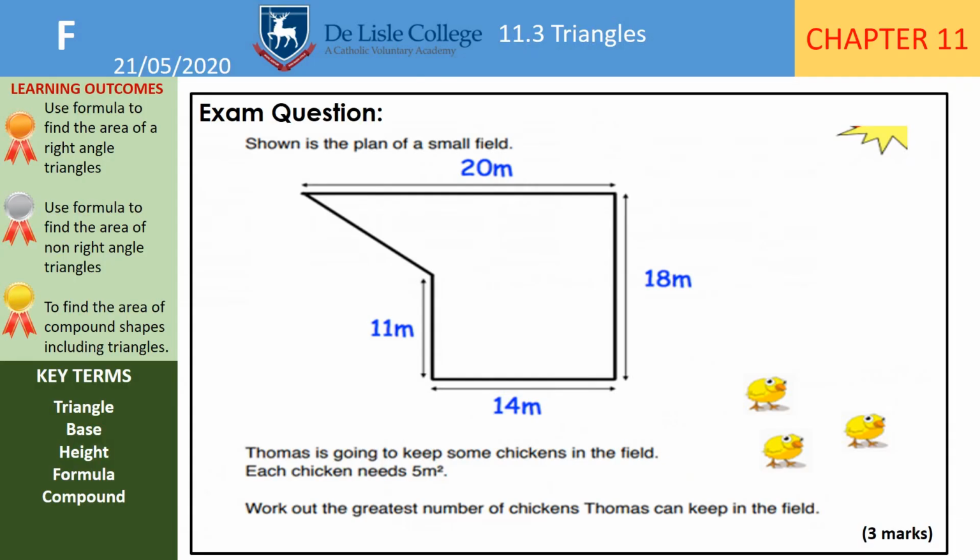Okay, so let's move on. Here's an extension question. This is an exam question. You might want to draw the diagram. Shown is the plan of a small field. Thomas is going to keep some chickens in the field. Each chicken needs 5 square metres. It's a kind of social distancing, I think. Work out the greatest number of chickens that Thomas can keep in the field. It's worth 3 marks, so draw the diagram, think carefully how you're going to work through it. Pause the video while you do that.